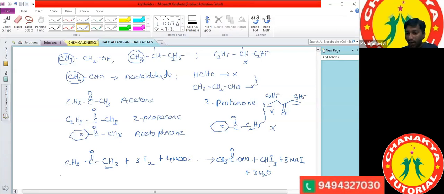The iodoform that is formed gives us yellow color crystals. These yellow crystals act as an antiseptic agent. Iodoform acts as an antiseptic agent. Now you got the clarity. All of you got the clarity.